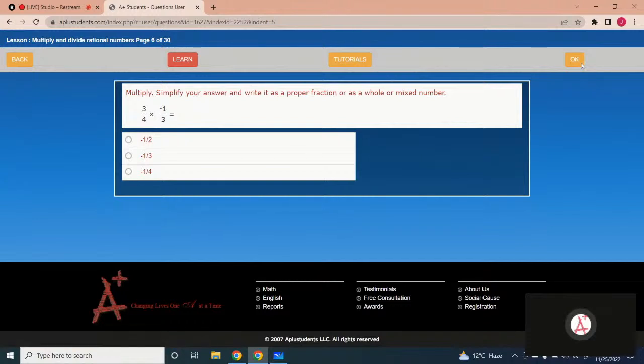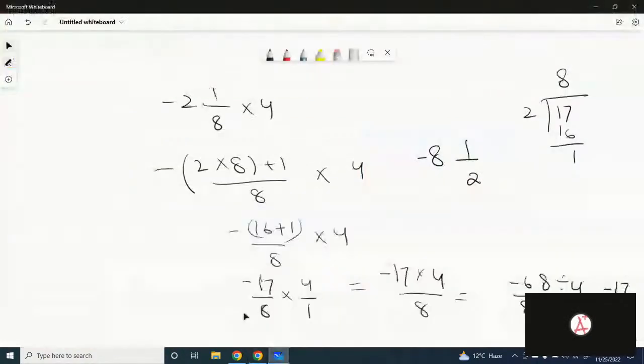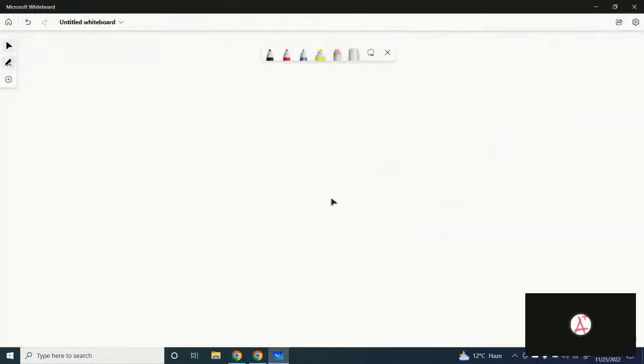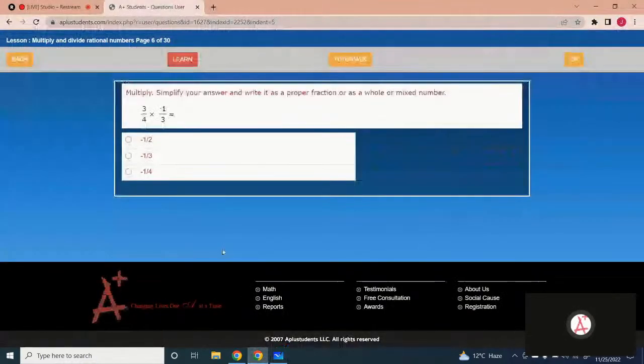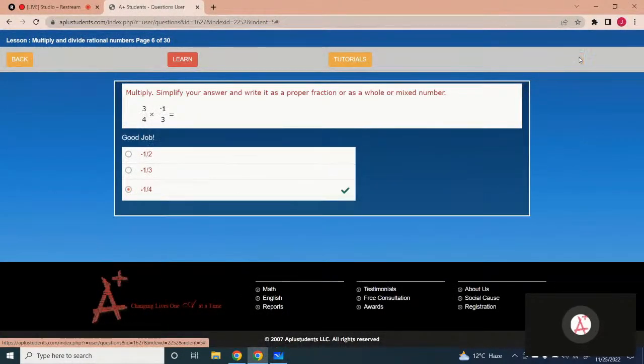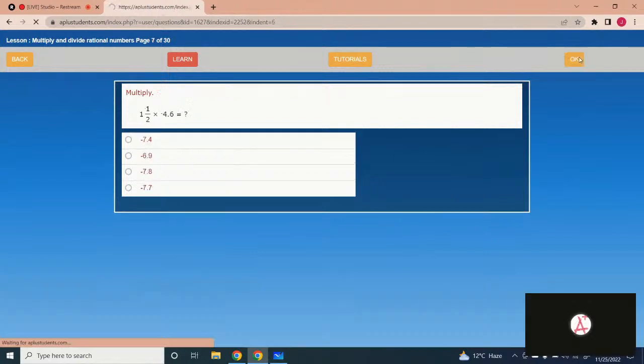Okay, the next one is 3 over 4 times negative 1 over 3. Just multiply numerator times numerator, it would be negative 3 over 4 times 3, which is 12. You can divide them by a common number, that is 3. It would be negative 1 over 4. Got it? The correct option is negative 1 over 4. Select the correct option, then click on the OK button.